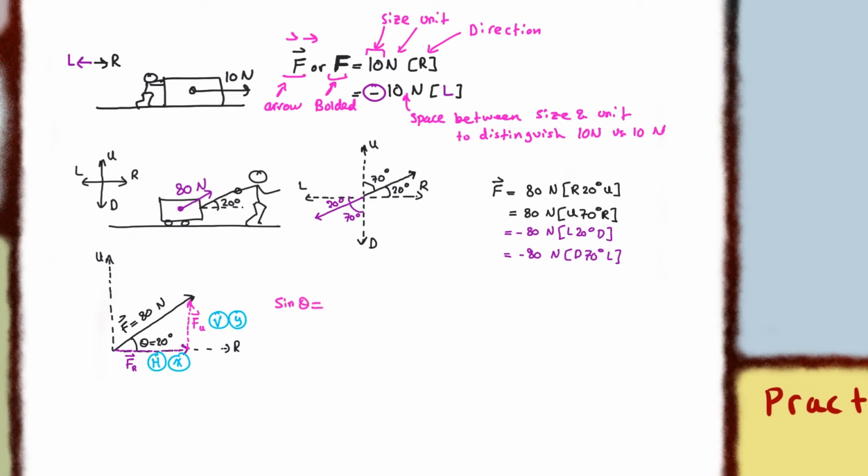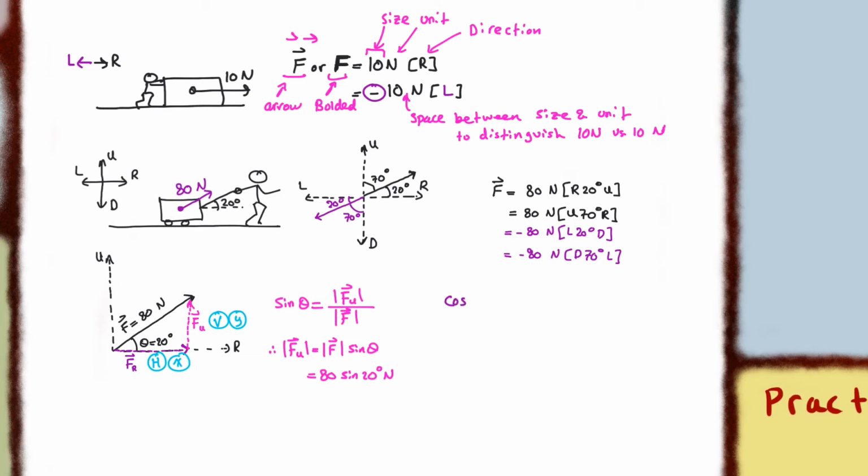Well, we can use trig ratios. We know that the opposite side to the angle is the up component, so we can write sine theta is equal to the up component divided by the hypotenuse, which is the magnitude of the actual force. And if we rearrange that, we get that the up component, its magnitude, is equal to the magnitude of the force times sine theta, which is 80 sine 20.